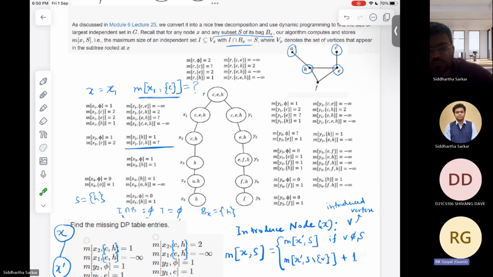But following this rule, since CH is an introduce node and C is being introduced, and C is in fact part of this CH, we go for the second formula, that is m of x3 comma H plus 1. This value must have been computed earlier. So m of x3 comma H plus 1 is 1 plus 1, which is equal to 2.